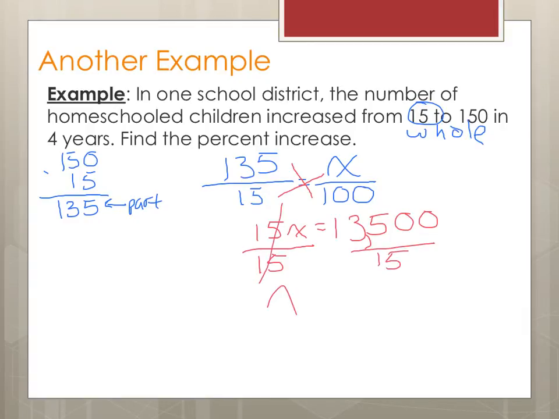We cancel here, and we get x equals 13,500 divided by 15, or 900%. So this is one of those instances where we have a percent over 100. It's 9 times 100. And does that make sense? Well, yeah, if we go from 15 to 150, that's a change in tenfold. So it makes sense that we'd have a percent well over 100% if we're going up 10 times as much.